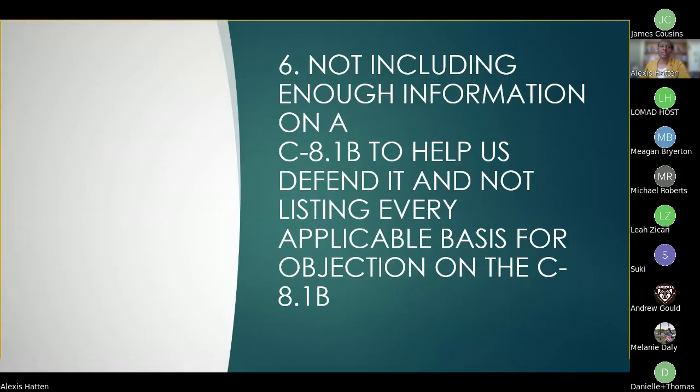Clocking in at number 6, not including enough information on the C8.1b to help us defend it, and not listing every applicable basis for the objection on the C8.1b. This is where you guys have to help us out.